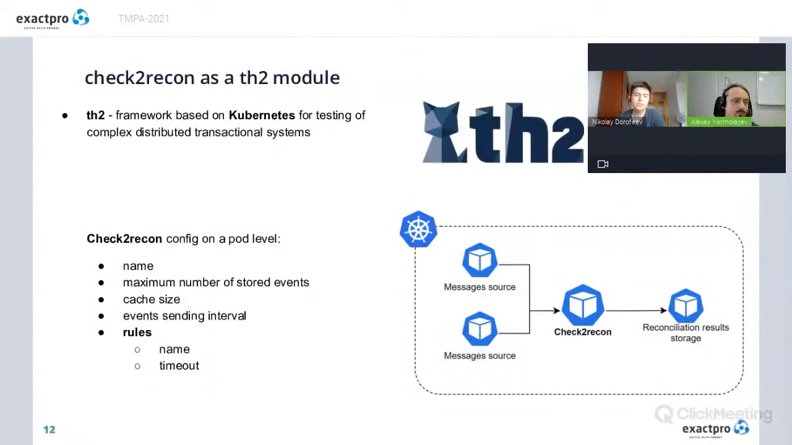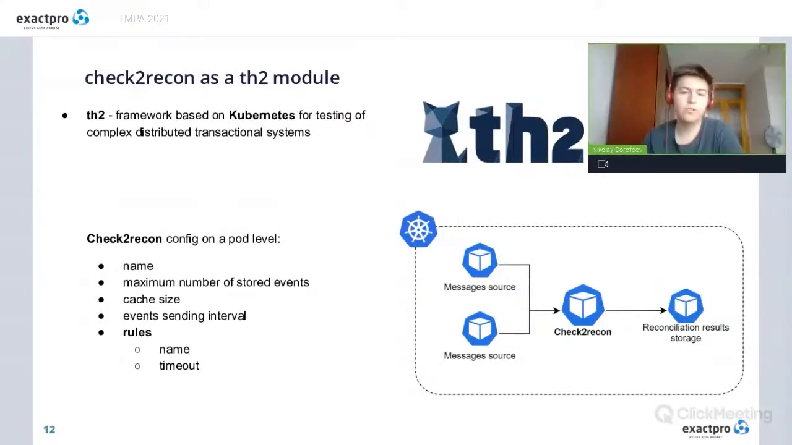To address multiple challenges and improve the functionality range and the performance of test automation, the Exactpro team created Th2, a Kubernetes-based microservices toolkit for testing complex distributed transactional systems. Th2 is a modular solution with testing components running within Docker containers. Check2Recon is one of these components.